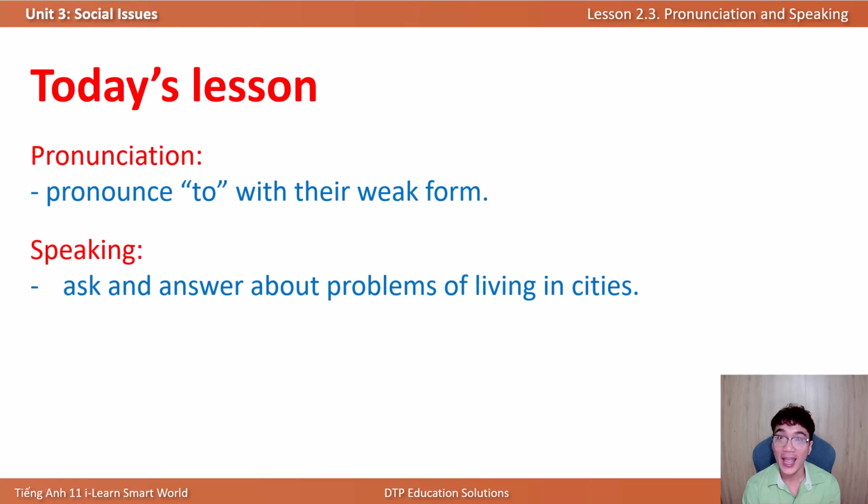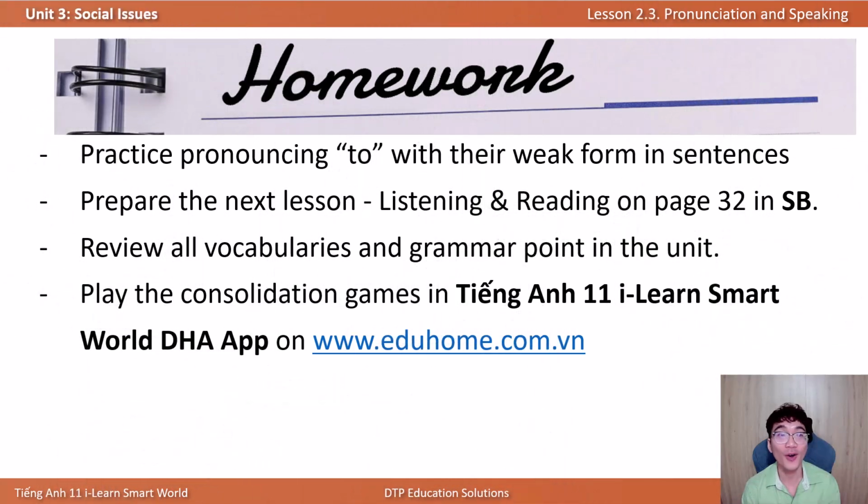That's it for today. Before we say goodbye, remember to do your homework. So, at home, practice pronouncing to with their weak form t in sentences. Prepare the next lesson, listening and reading on page 32 in your student book, and review on the vocabulary and grammar points in Unit 3. Also, don't forget to play the consolidation games in Tiếng Anh 11 I Learn Smart Word app on worldwideweb.eduhome.com.vn.